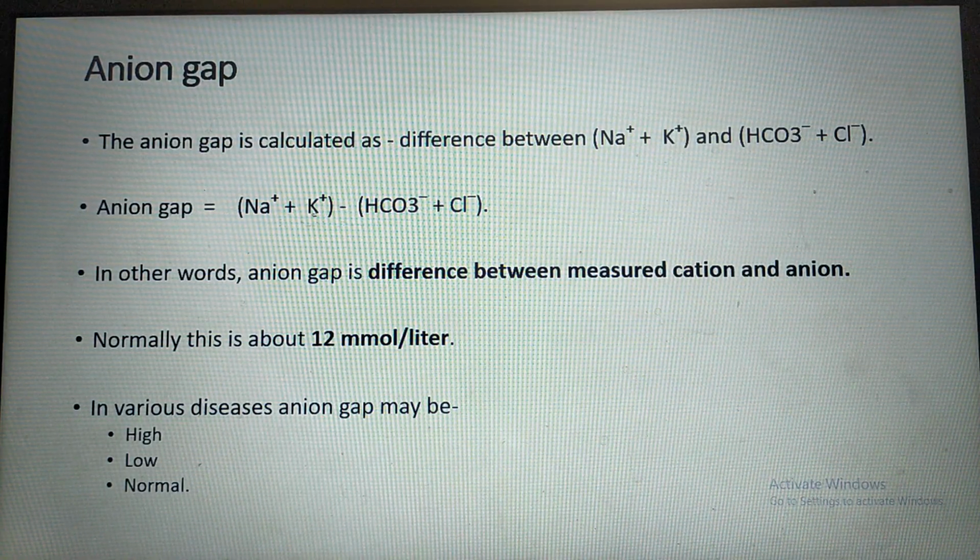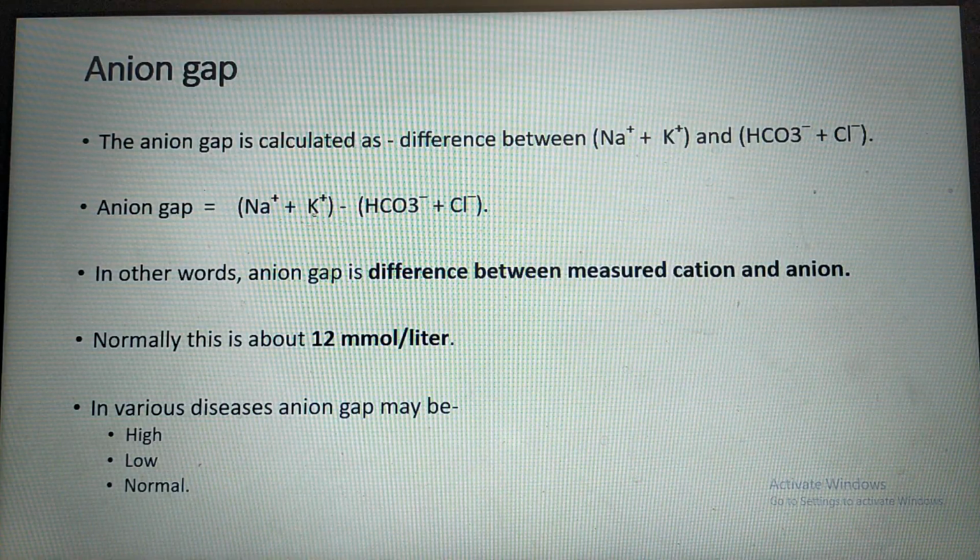Now what is the normal value of this anion gap? It is 12 millimole per liter. That means in a normal person there is a difference of 12 millimole per liter between the sum of measured cations and the sum of measured anions. Now in various conditions this normal value of 12 may increase to above 12. So in that case we will call it a high anion gap.